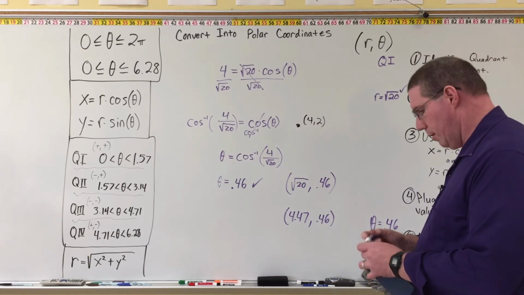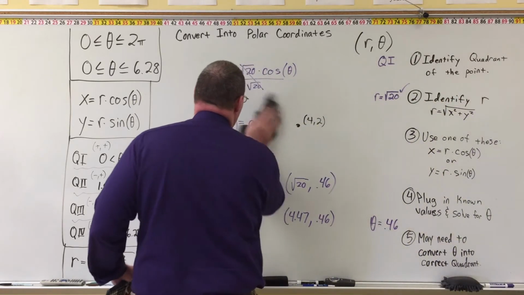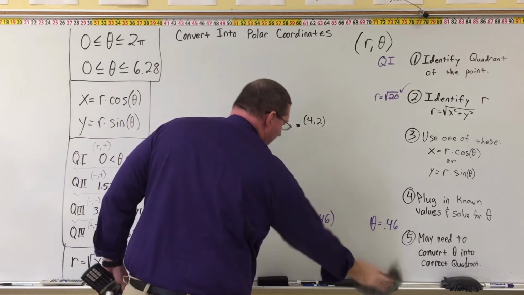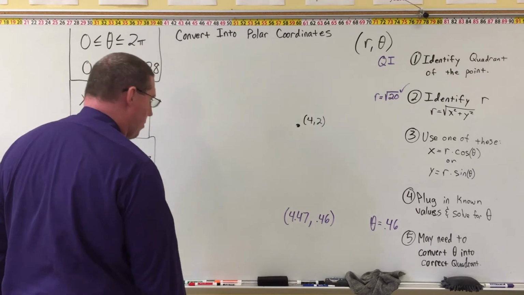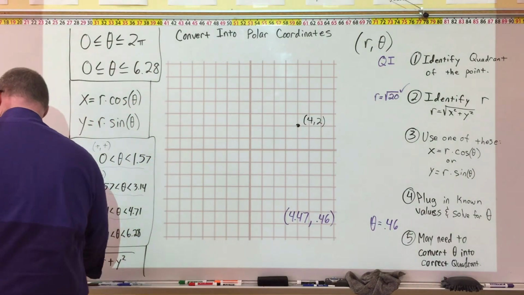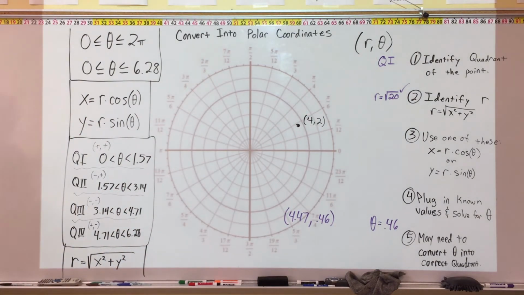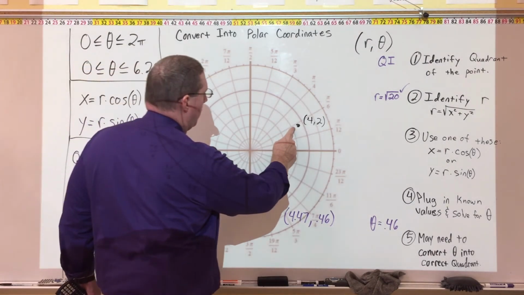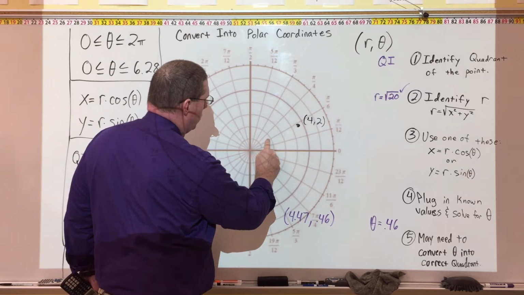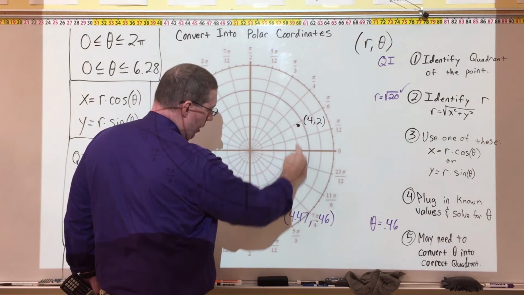Let's go ahead now and look. Let's bring up the picture of the polar grid, and we'll see if that point looks like it's really close to 4.47 and 0.46. We'll click forward here, and let's see where this point is. Its radius is 1, 2, 3, 4. It's a little more than that, about 4.5, which looks about right.